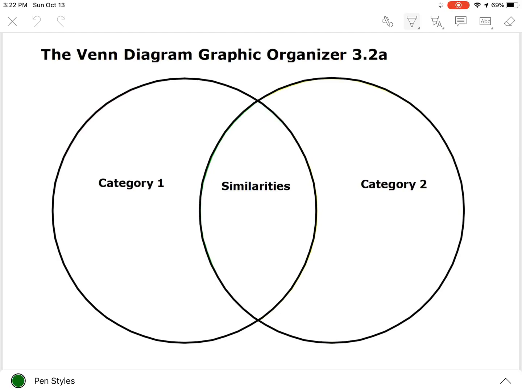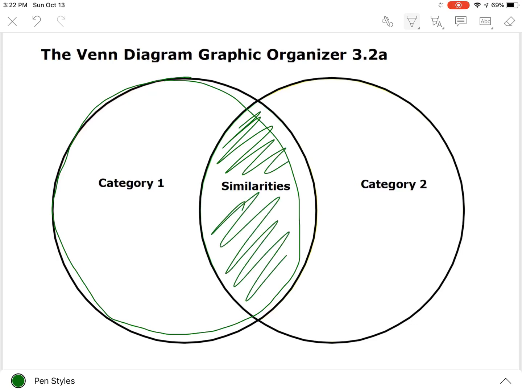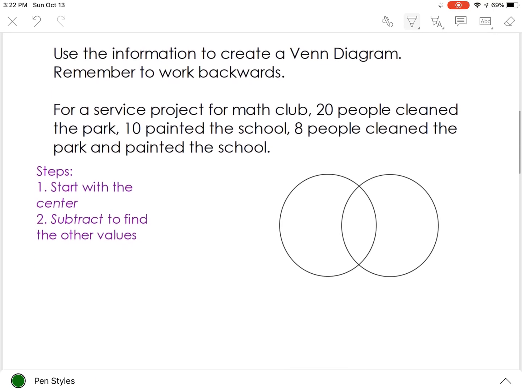3.2a is on Venn diagrams. So a Venn diagram is a graphic organizer made up of circles. If we're looking at our circles, one of the circles will represent one category, and the other circle will represent a second category. And the middle, where they overlap, represents everything they have in common. So everything they have in common is in the middle, and then the differences are represented by the outside of the circles. So let's look at a couple of examples.